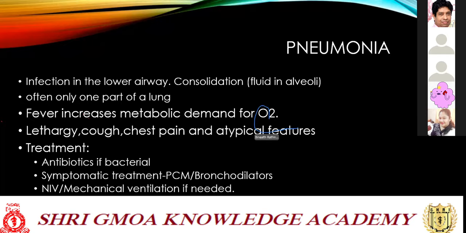So lethargy, cough may associate with hemoptysis, chest pain, then atypical features like diarrhea, lethargy, body ache. These are the other features associated with pneumonia. Treatment wise, antibiotics, bacterial, and you have to think about atypical bacteria as well, Mycoplasma, Legionella, things like that. And then you have to start symptomatic treatment like paracetamol, bronchodilators.